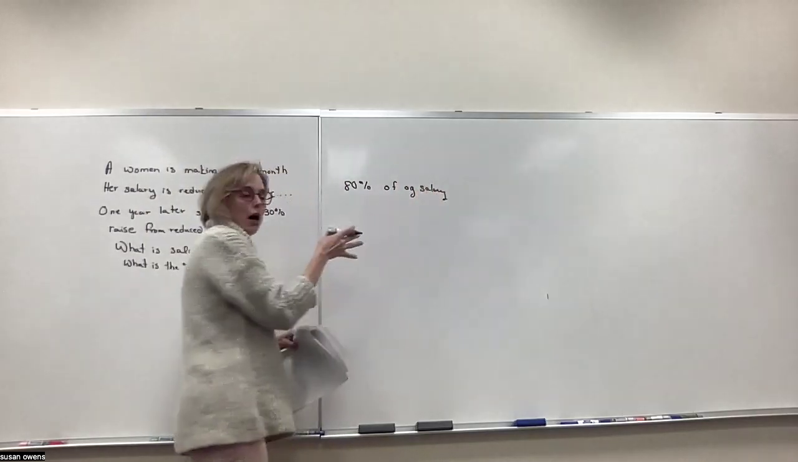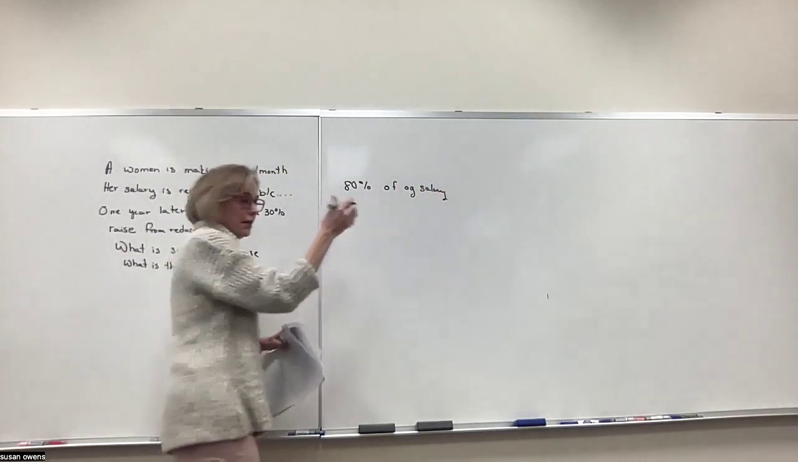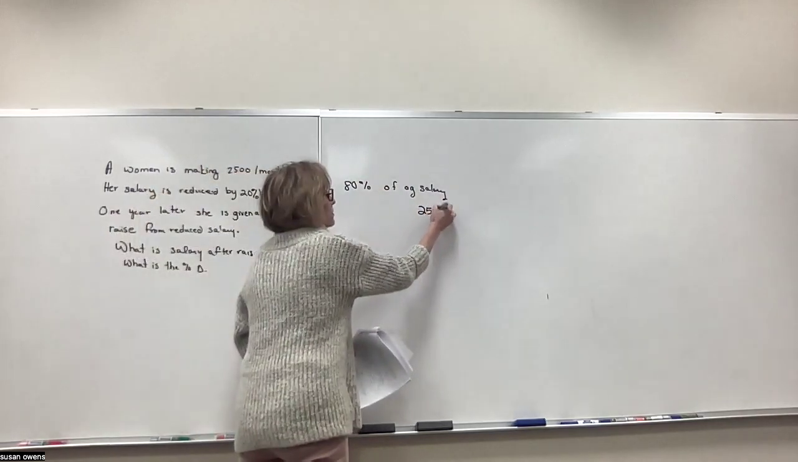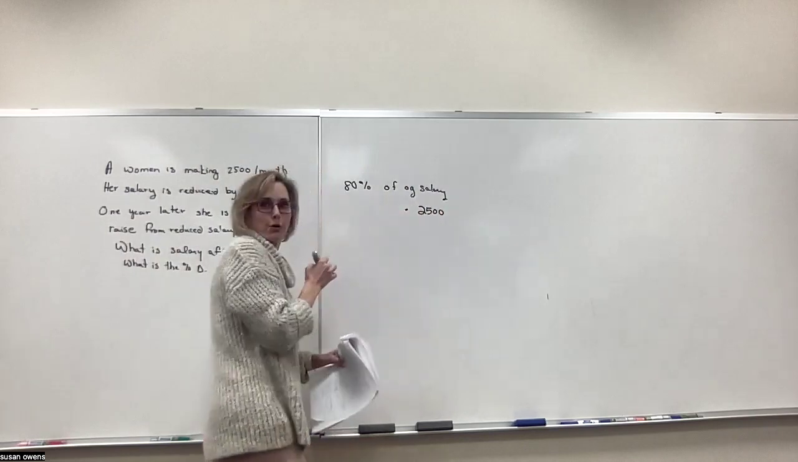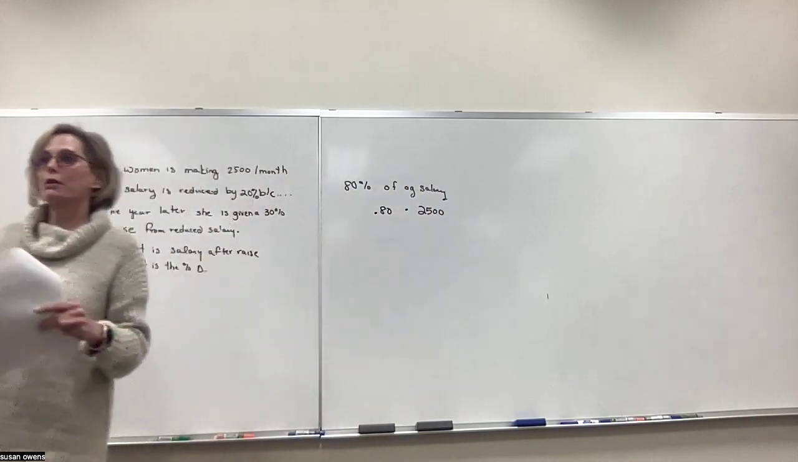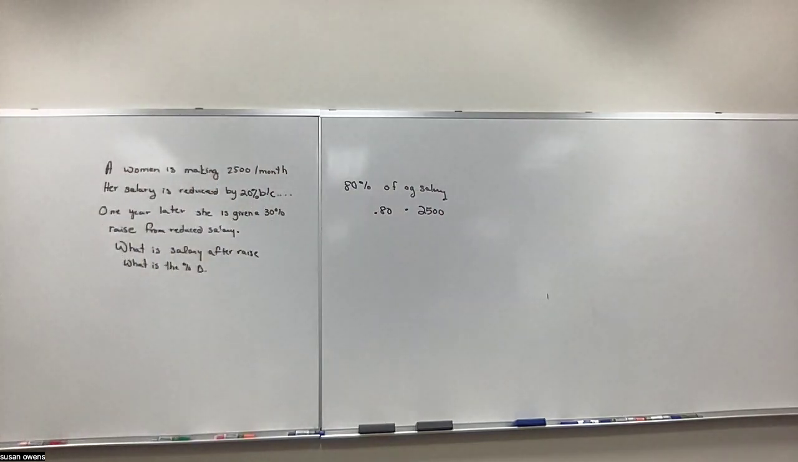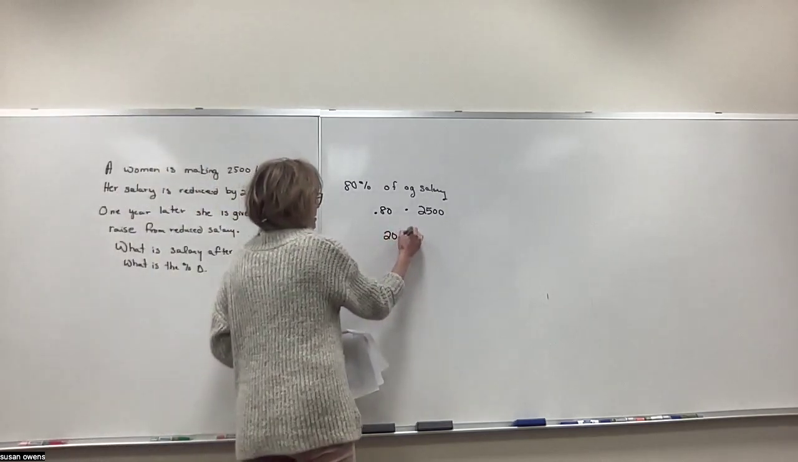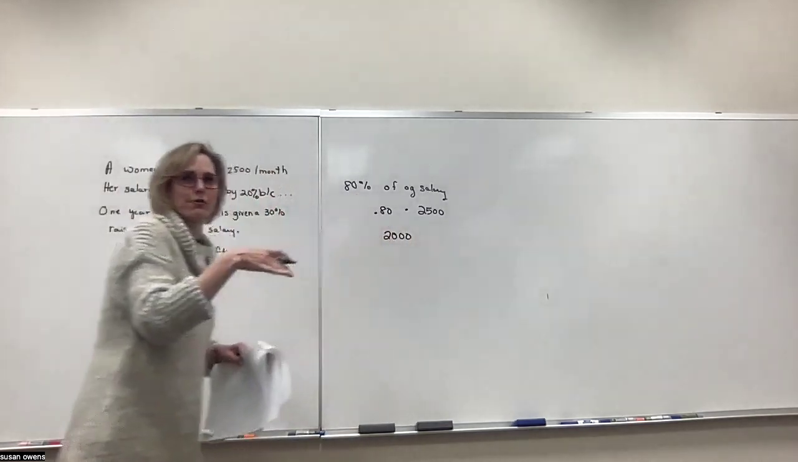All right, what is the original salary? 2,500. And I told you of means multiply, so we're going to multiply there. 80%, we need to put that in as a decimal, that's 0.8. So what is 0.8 times 2,500? 2,000. So after she's reduced, her salary is reduced to 2,000.